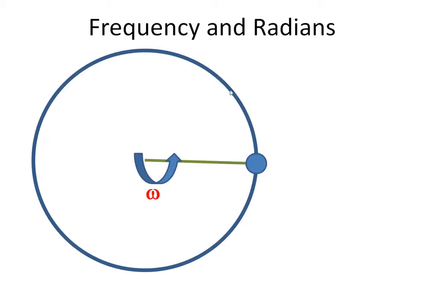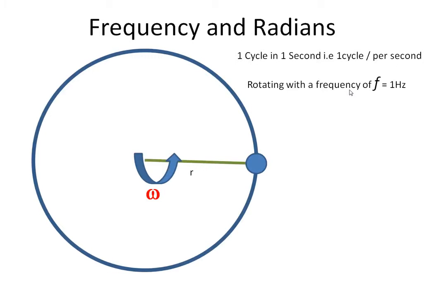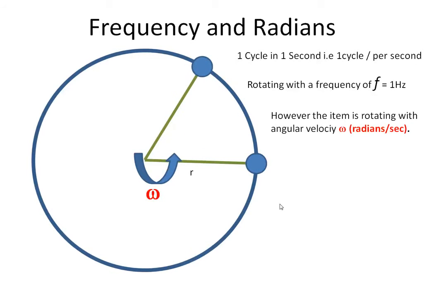Now let's say it completed the cycle in 1 second, or we can say it did 1 cycle in 1 second, or 1 cycle per second. We know that frequency is cycles per second, so if it rotated 1 cycle per second, it did so at a frequency of 1 Hertz. However, we know that it's rotating at an angular velocity omega. So omega is the number of radians per second, and that's approximately what 1 radian would be.